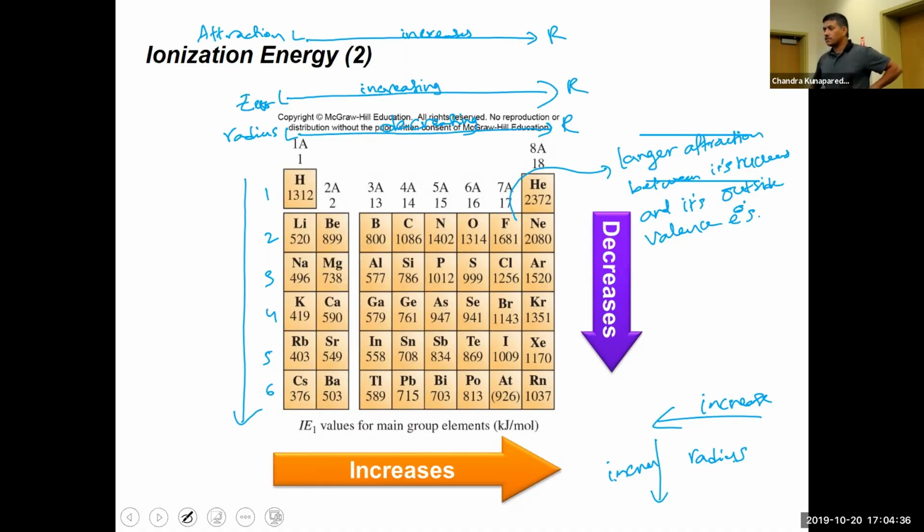I do not want you to remember any one of these fixed values for the ionization energies. I just want you to know the trends, and I want you to know how to derive these trends from the atomic radius and how to derive atomic radius from the Z effective charges. So think logically rather than try to remember any one of these values.